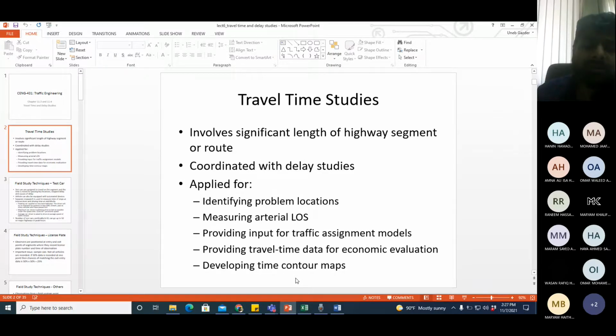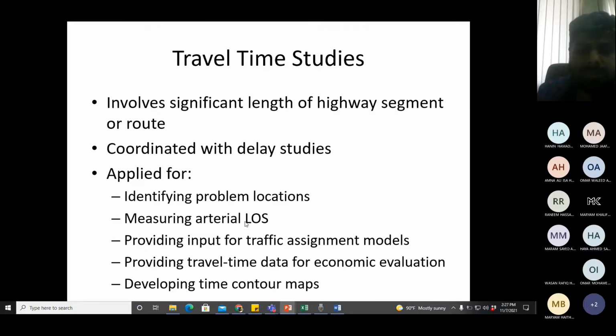Another use of travel time study is to find out the level of service. You see the word here, LOS. LOS stands for level of service. So you can find out the level of service of different highways using travel time studies. What does level of service indicate? It indicates the quality of traffic flow. If the flow is smooth and fast, travel time will be less, and vice versa. If the flow is facing stops or it is going slowly, then travel time will be higher. So quality of flow can be measured using travel time studies.